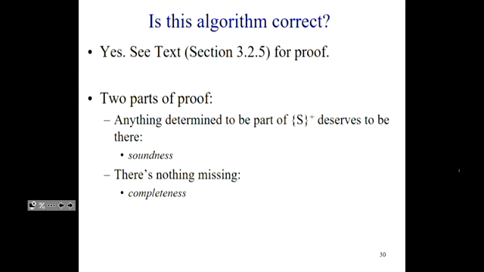Alright, so we did this. So turns out this algorithm is correct. I'm not going to cover the proof in class. Please take a look at the textbook. There are 2 parts to the proof. The first part is that anything that we determine to be part of the closure deserves to be there. So this is a soundness guarantee. And that there is nothing that we miss out on. This is a completeness guarantee. Both of these together give us the fact that the overall algorithm for closure is correct.